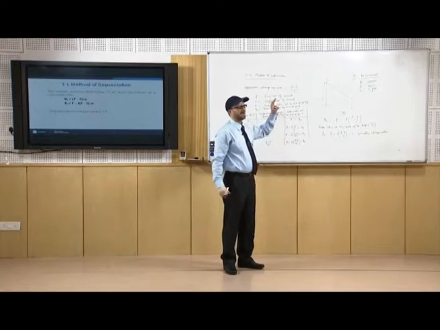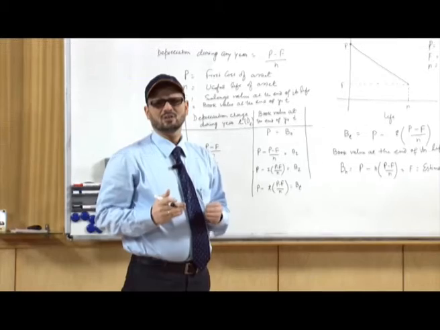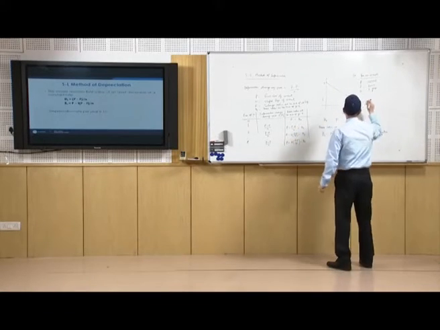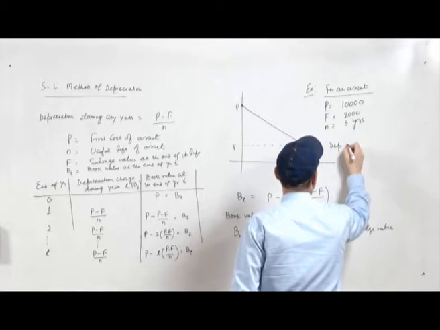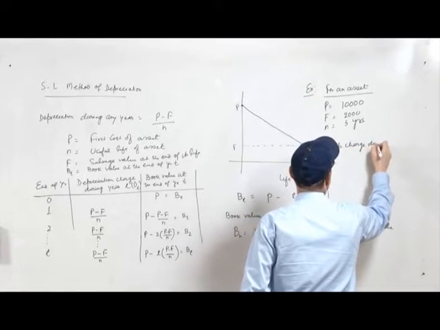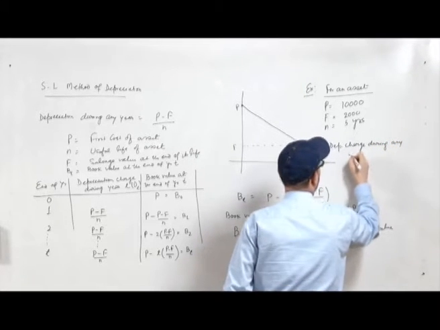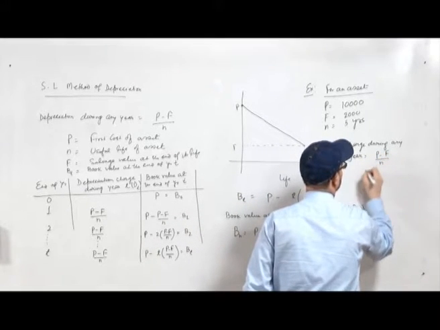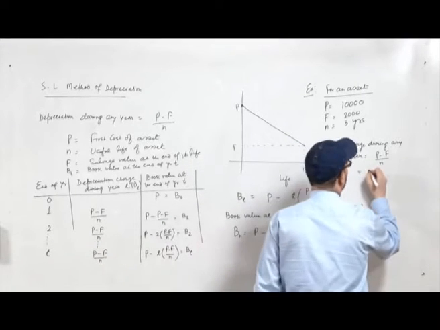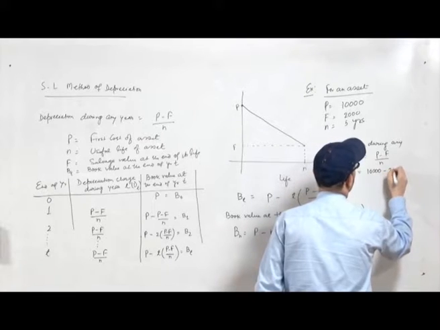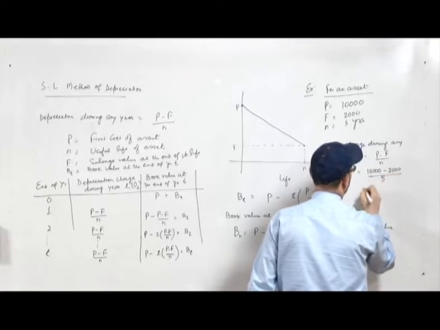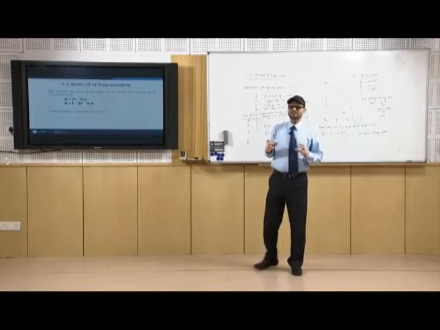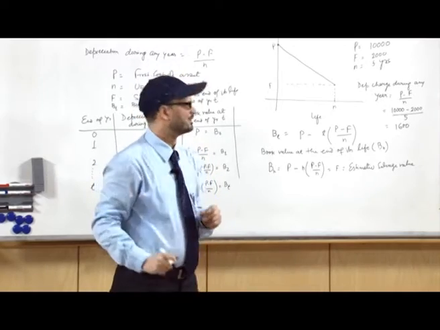So, if we want to calculate the depreciation charge during any year, the depreciation charge will be P minus F upon N. So, it will be 10,000 minus 2000 divided by 5, which is 1600. This is how you calculate the depreciation charge in the straight line method.